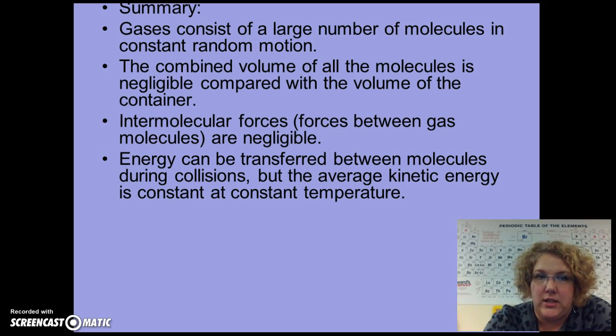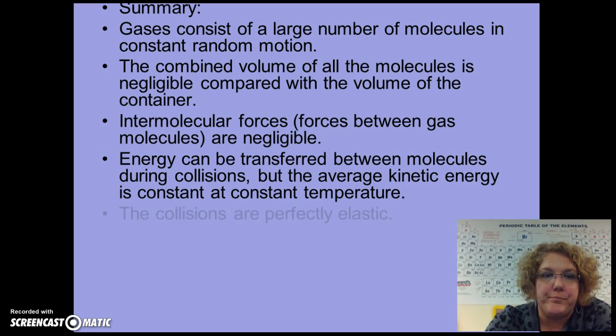But the average kinetic energy, if we average it all out, is going to stay constant as long as the temperature is constant. Some are above average, some are below average, but the overall average is going to stay steady. Now, if we heat up the gas molecules and raise the temperature, then the average kinetic energy would increase.